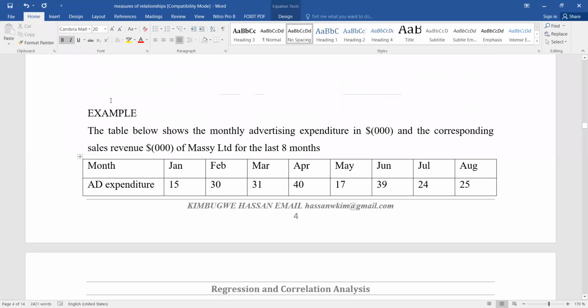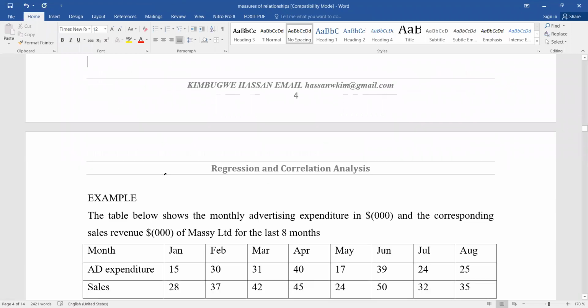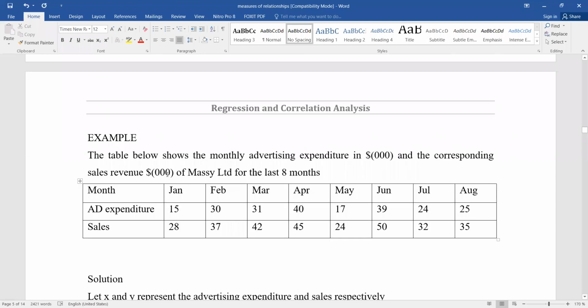We go to an example. Good. The table below shows the monthly advertising expenditure in $1,000 US and the corresponding sales revenue in thousands of Mercy Limited for the last 8 months. So we have the months from Jan up to August. Then we have advertising expenditure and sales.